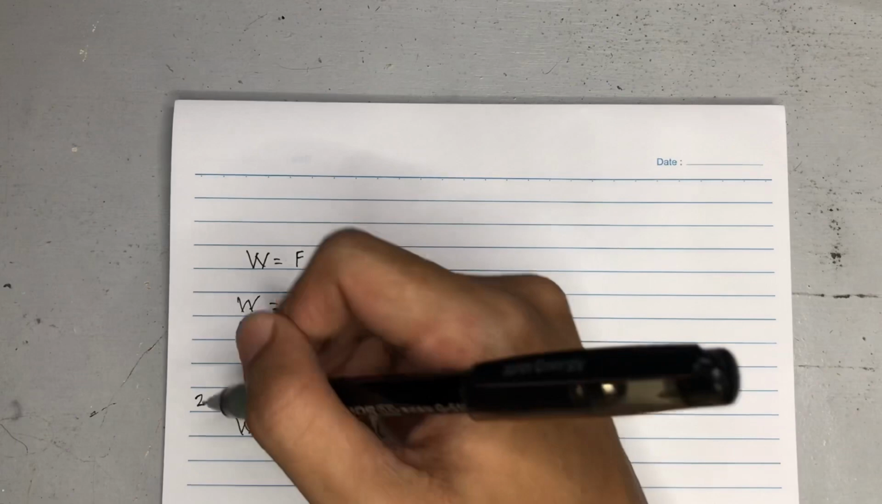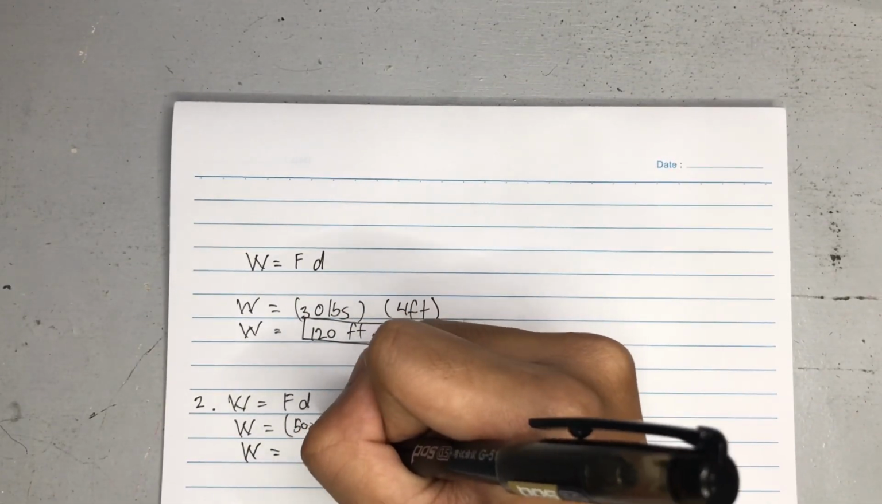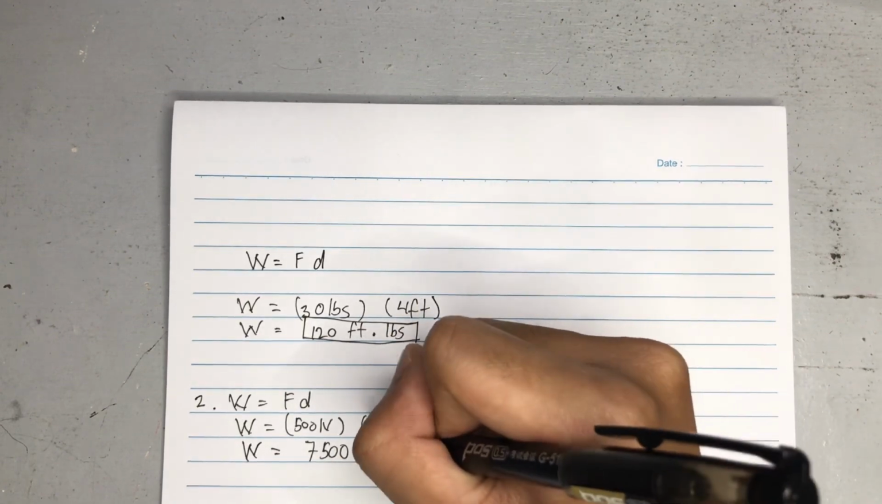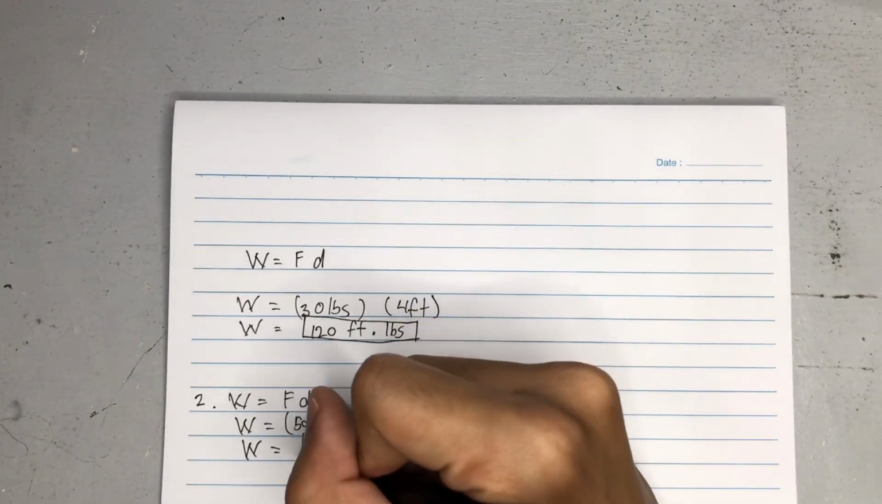So pag nag-times yung dalawa guys, makukuha natin dyan ay 7,500 joules. So yun na yung sagot guys, ganun lang kadali.